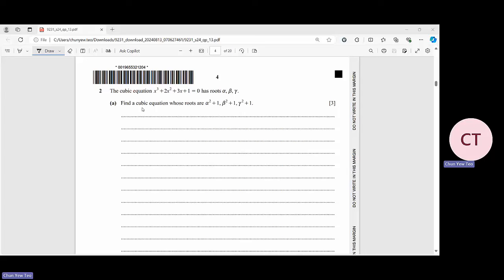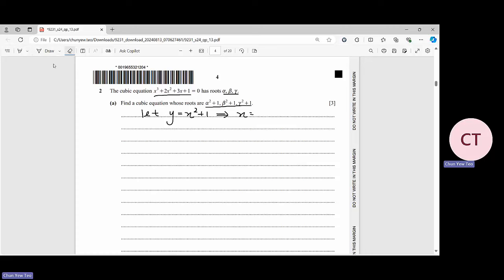Okay, now we take a look at question number 2. The cubic equation x cubed plus 2x squared plus 3x plus 1 equals 0 has roots alpha, beta, gamma. Then the question wants you to find the new cubic equation where the roots are alpha squared plus 1, beta squared plus 1, and gamma squared plus 1. So what we need to do is at first let the substitution y equal x squared plus 1. So from here you can get that x equals plus or minus the square root of y minus 1. But we only consider the positive square root.